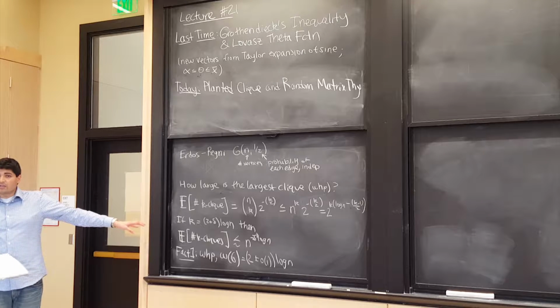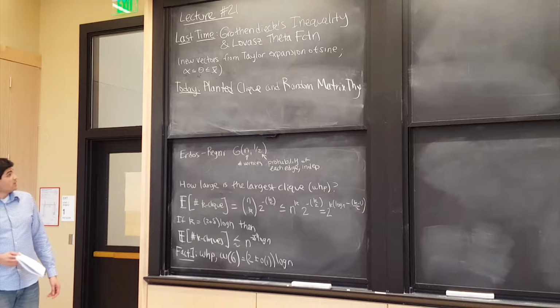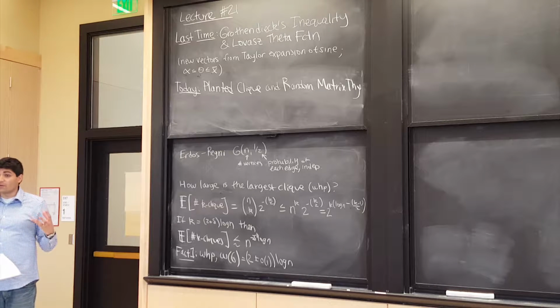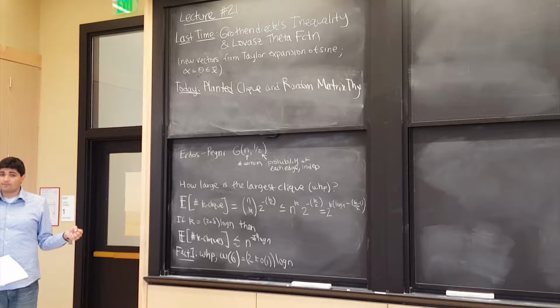So now with this in mind, I can tell you what the main question we're going to study today is, what's called the planted clique problem. The question is, what if we take a graph which is generated from the Erdős-Rényi random graph model, and we plant a clique that's much larger than this? Can we actually find it efficiently?